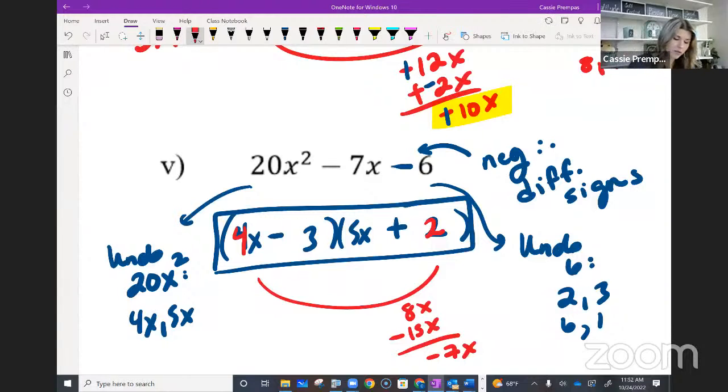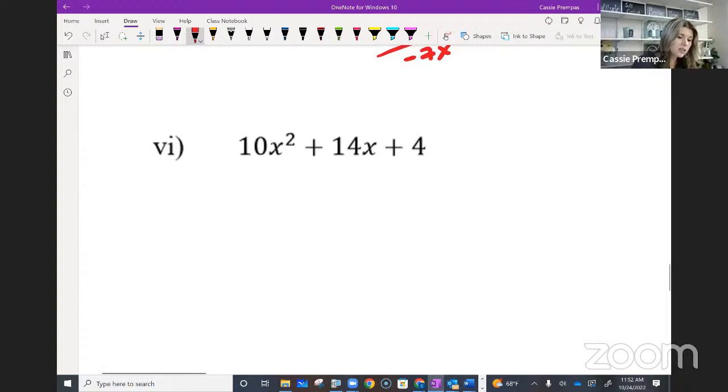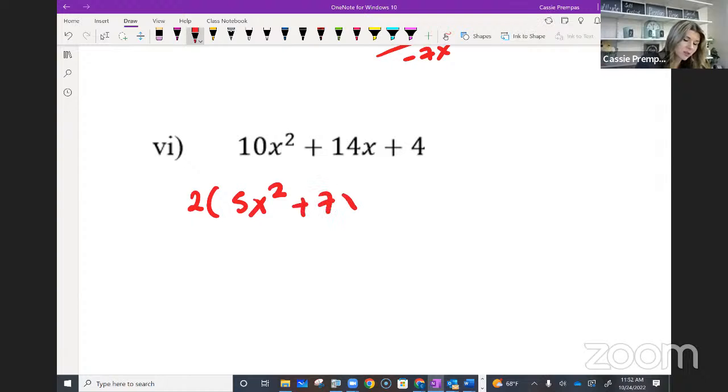Let's finish this last one off together. Is there a GCF? What's the GCF here? 2. So if I take that out, I'll be left with 5x squared plus 7x plus 2. Now there's no GCF. So I'm going to jump to my 2 parentheses. Just keep the GCF on the outside.